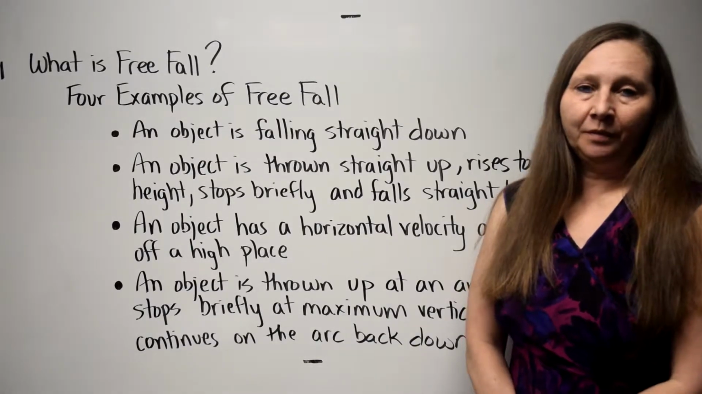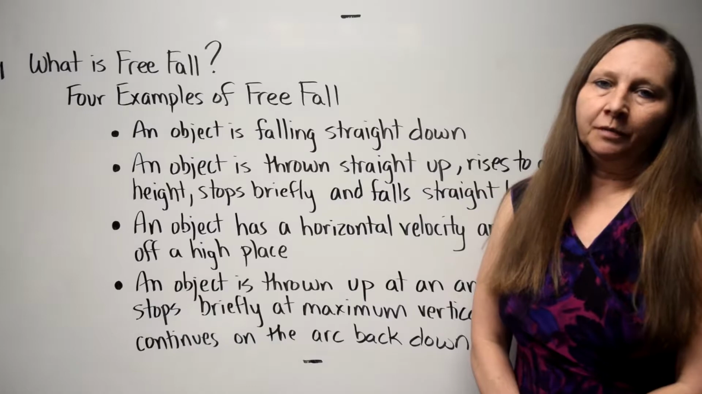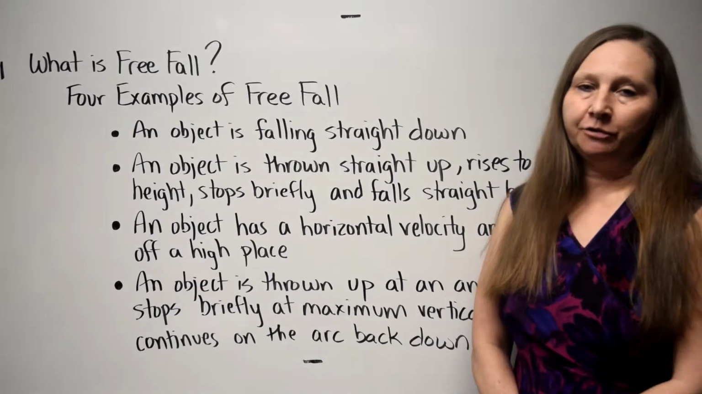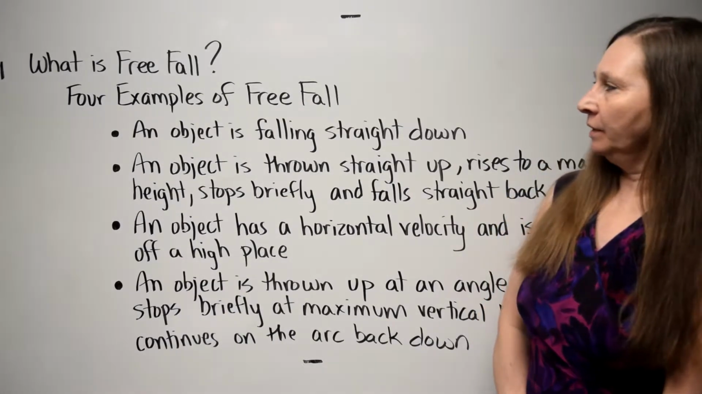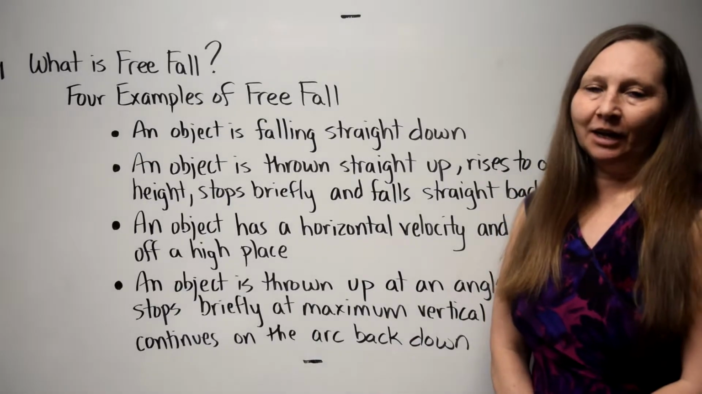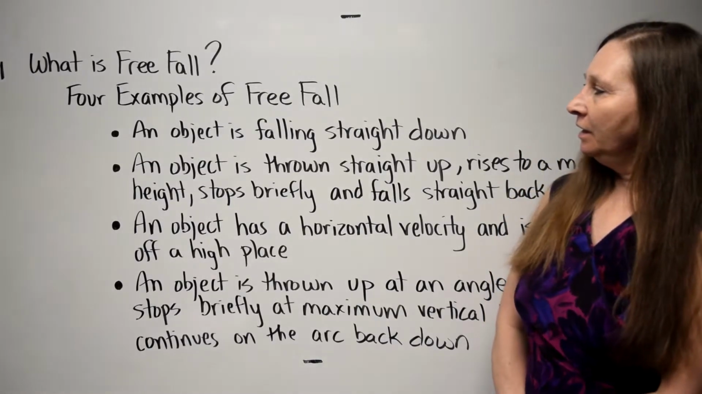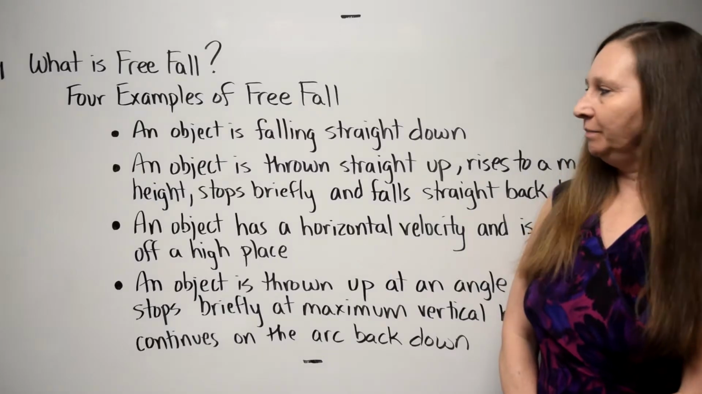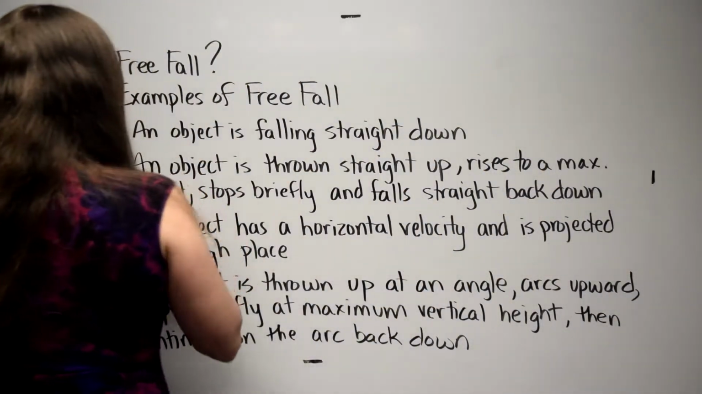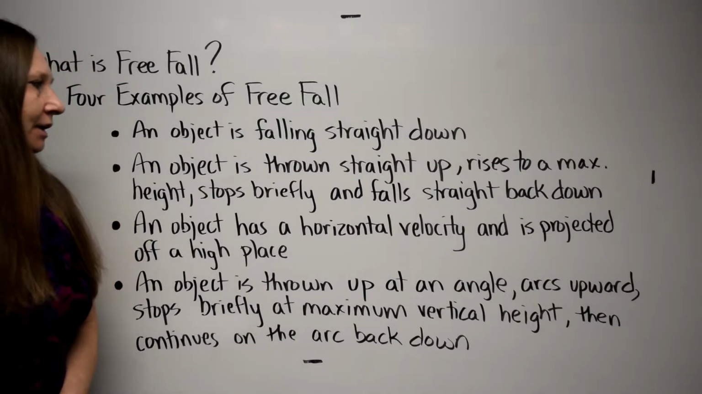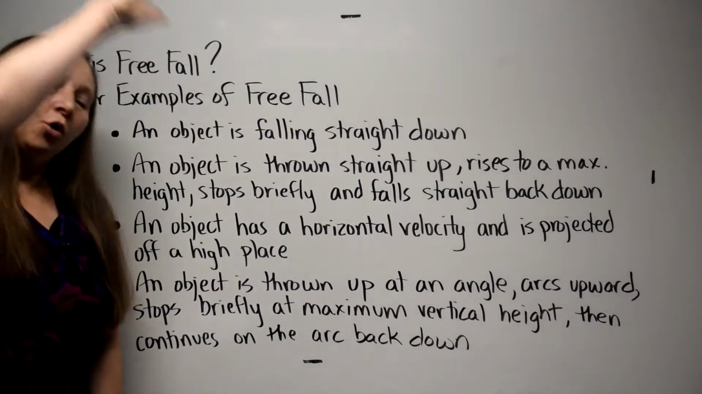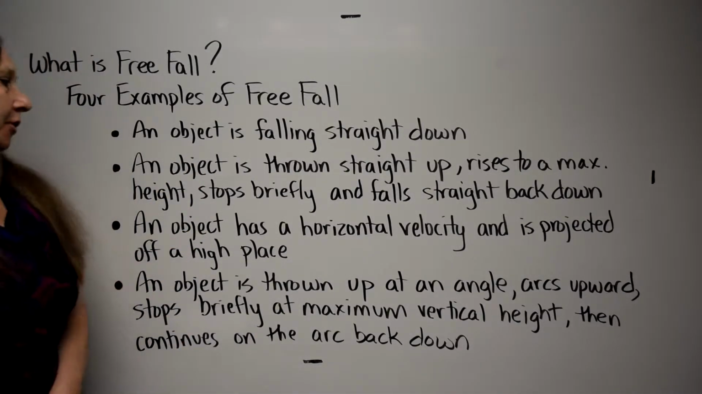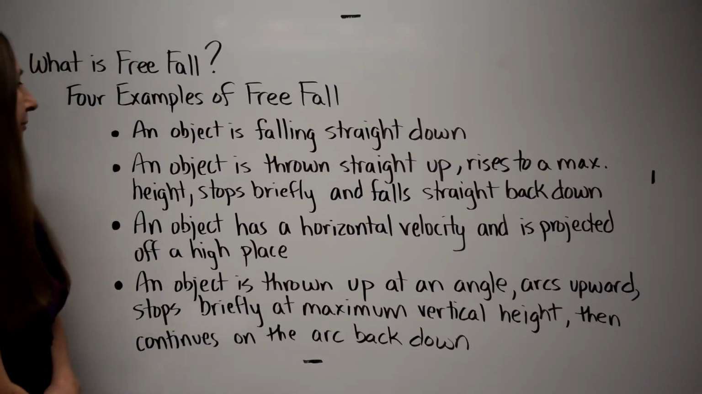So what is free fall? We stated earlier that free fall occurs when the only force acting on an object is a gravitational force caused by a celestial body. In other words, the only force acting on an object is its weight. So, some examples of free fall that we're going to take a more careful look at in this lesson. The first example would be an object that is falling straight down. It doesn't matter whether you drop it from rest or you throw it down. It's still going straight down, and it is in free fall. After you let go of it, it is in free fall.